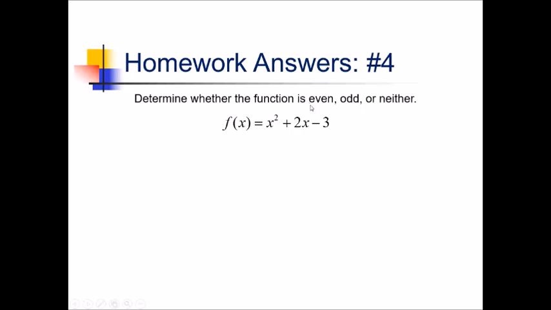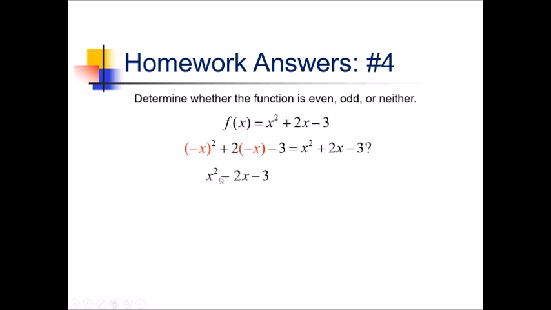So if we do the even test, we're going to replace x with negative x. So we'll have negative x squared plus 2 times negative x minus 3. And we're basically going to see if all of this stuff, when we simplify it, comes out to the original function. So let's see here. Negative x squared is the same as x squared. Negative times a negative is a positive. This second expression becomes negative 2x, and then negative 3 is unchanged.